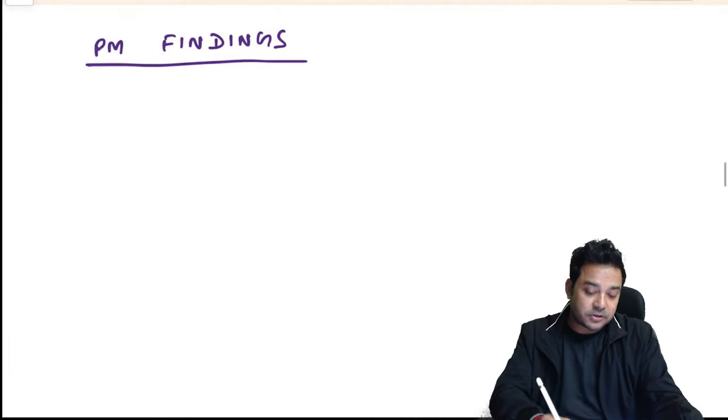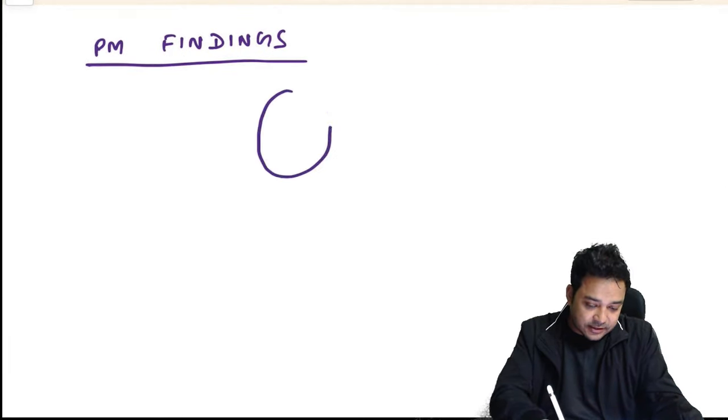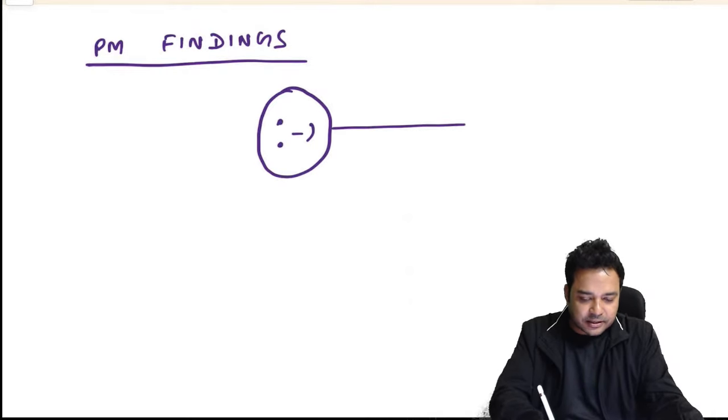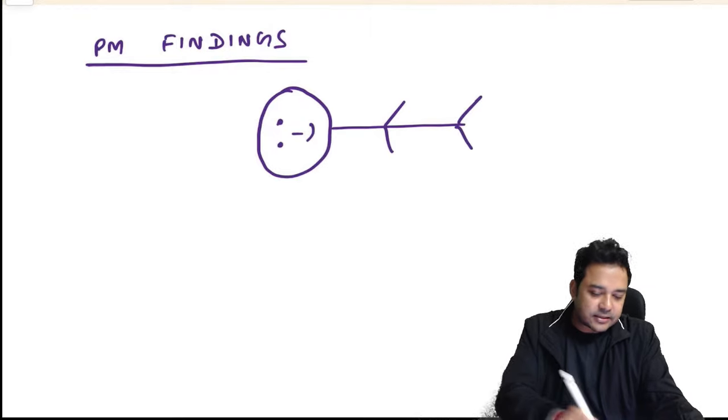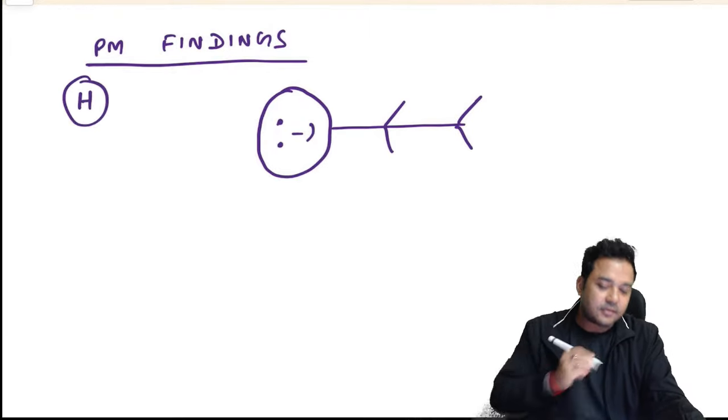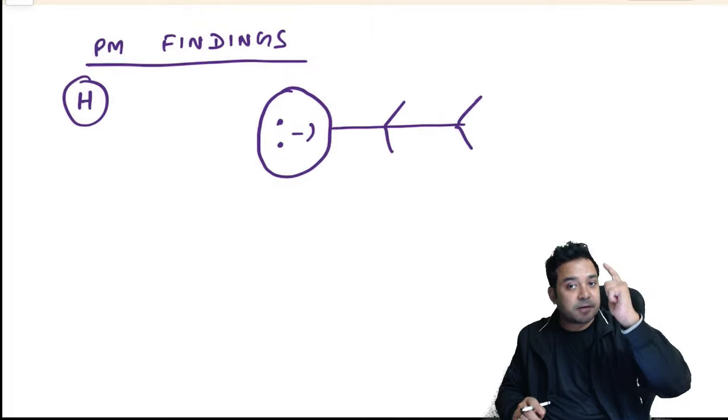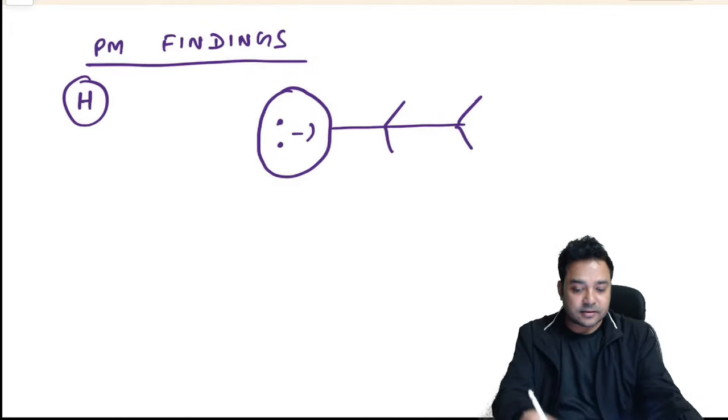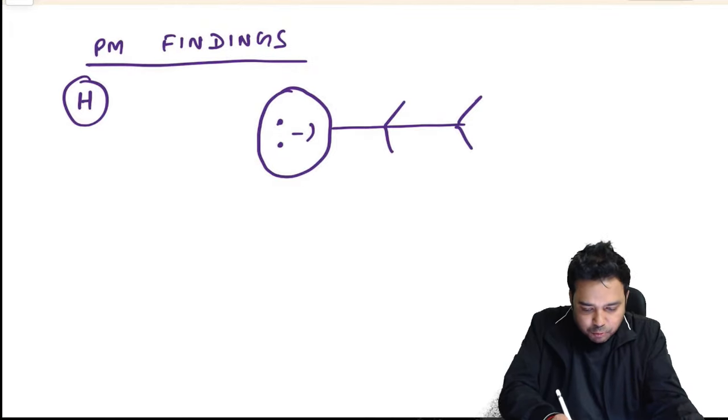The approach which we will utilize is something like this. Suppose this is a dead body, okay? And you are examining this body, and the case is a case of hanging deaths. Now, what all things you have to remember? You can remember very easily if you approach like this. Let us start from top to bottom.